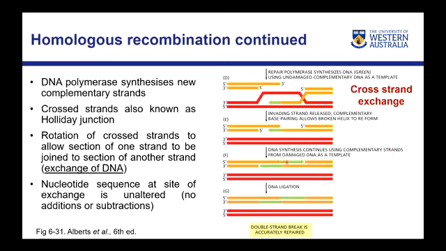So this continues because it's homologous now. It's using this as a template that hadn't been damaged, and the same with the top strand here using this as a template. And then you get DNA ligation. So DNA ligase comes along and seals the nicks together. And then the nucleotide sequence at the site of exchange is unaltered. So there are no additions or subtractions. So that is how a double-stranded break is accurately repaired.